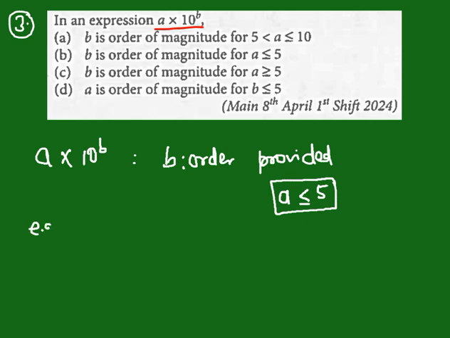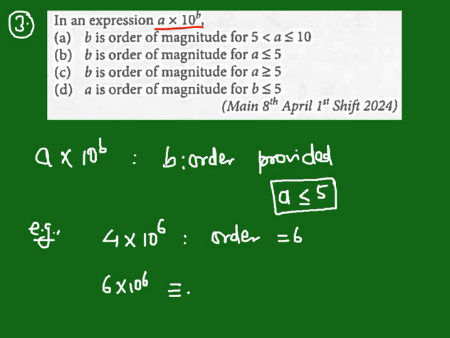For example, if I write 4 into 10 to the power 6, the answer for order will be 6. But if I write 6 into 10 to the power 6, then we cannot write the order as 6. We will have to write it in the form of 0.6 into 10 to the power 7. Then we get the order 7. Order equal to 7. Now let us move to the next question.